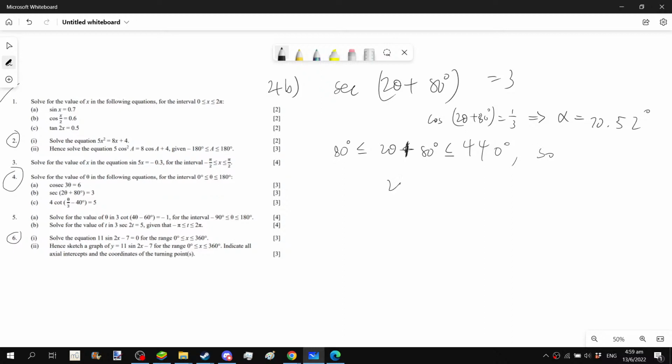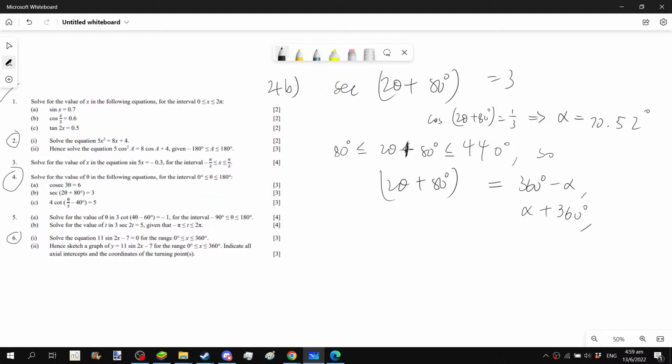And as a result, our big bracket over here, 2 theta plus 80, can take quite a few different values. You'll notice first of all that your basic angle is 70.5, but the minimum value you want is 80. So you're already in trouble. You're going to have to start with the fourth quadrant, 360 minus alpha. Afterwards, we'll do first quadrant with an extra revolution.